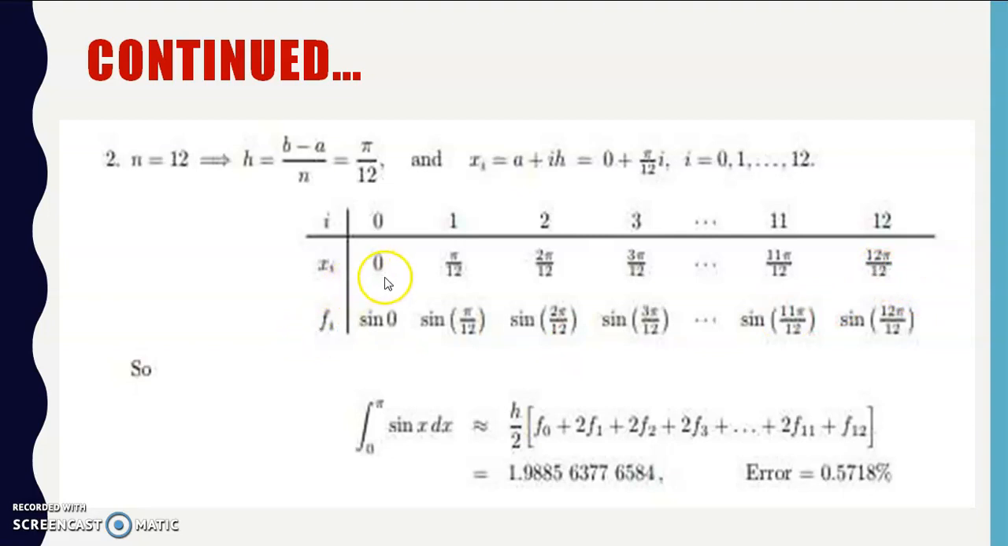Then y values. So when x is 0, y will be sin 0. When x is pi upon 12, y will be sin pi upon 12. So on. Then the trapezoidal formula, h upon 2 into first value plus last value plus 2 into addition of remaining values, and we get the answer as 1.9885.